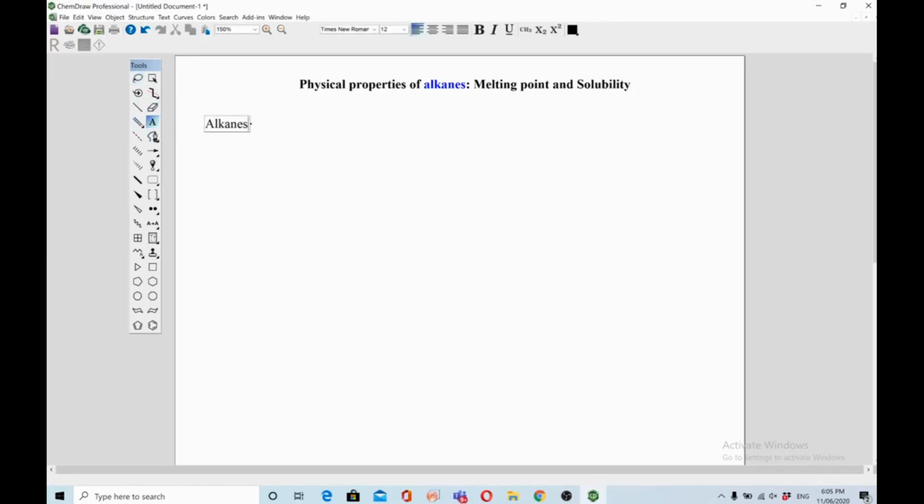Alkanes are hydrocarbons and members of the organic compound family. They contain C and H only. For example, the first member of alkane is methane, that is CH4, ethane, that is C2H6, and so on and so forth. And there are two types of alkanes.